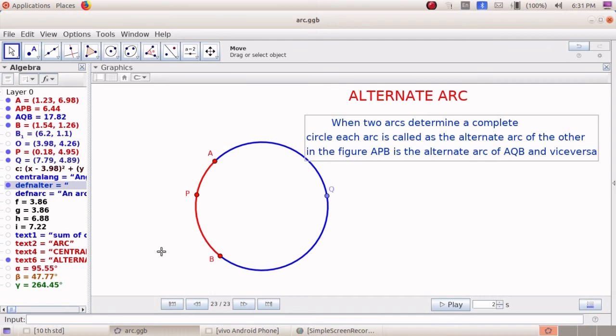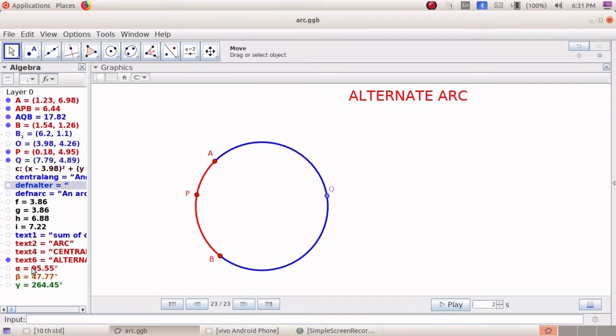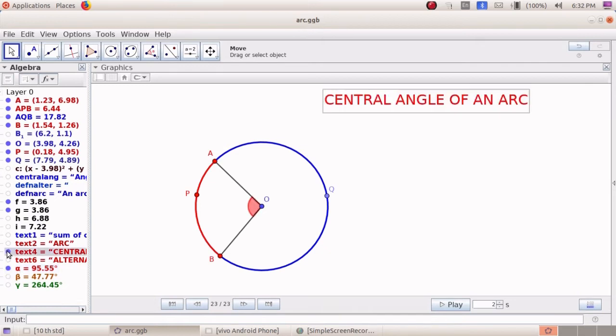Now, let us think about the central angle of an arc. What is the central angle of an arc? When the endpoints of the arc are joined to the center of the circle, we get an angle at the center. Here, arc APB is considered. Its endpoints A and B are joined to the center O of the circle. We get an angle at the center, angle AOB. We call angle AOB the central angle of arc APB, or it is the angle made by the arc APB at the center. See the central angle of arc APB.